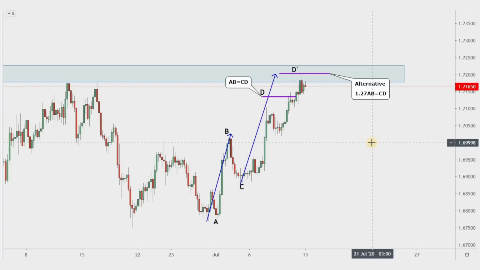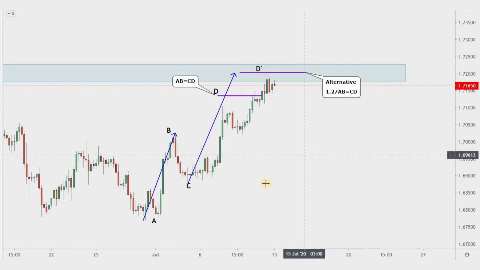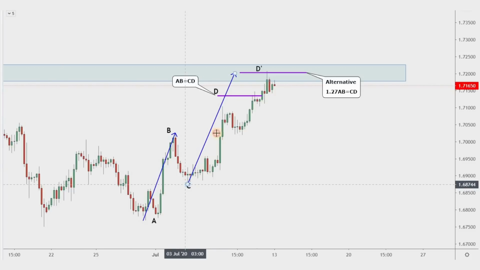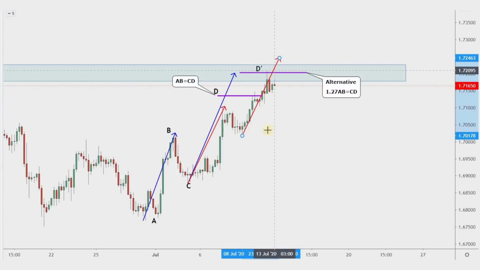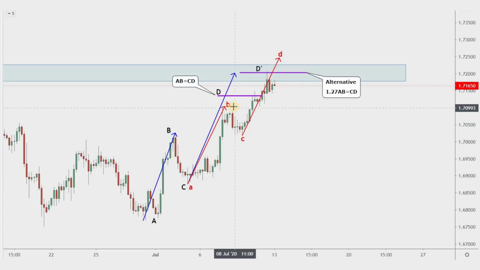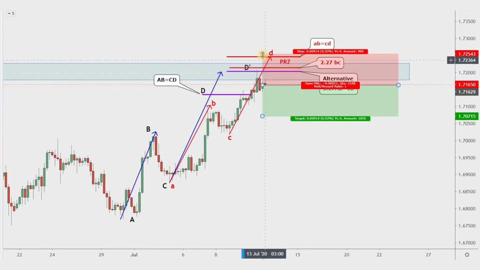And we see that price rejected this level perfectly. Again we did another measurement of smaller impulses of the CD leg to have more and more bias about the bearish scenario. Price is forming another AB equals CD pattern. We are marking the potential reversal zone of this pattern, which correlates almost perfectly with the alternative pattern.